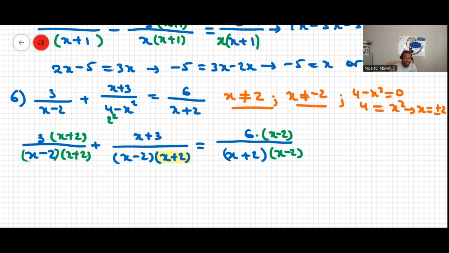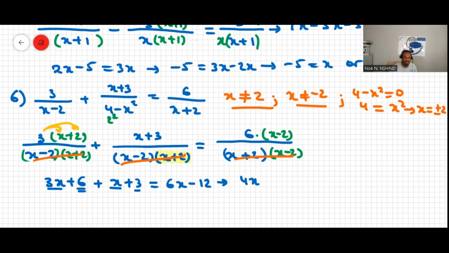Then at the numerator, now that the denominators are all common, you can just drop the denominator, and this will be 3x plus 6, expand this, plus x plus 3 equal to 6x minus 12. And now this will make what? 3x and x makes 4x. 6 plus 3 makes 9.